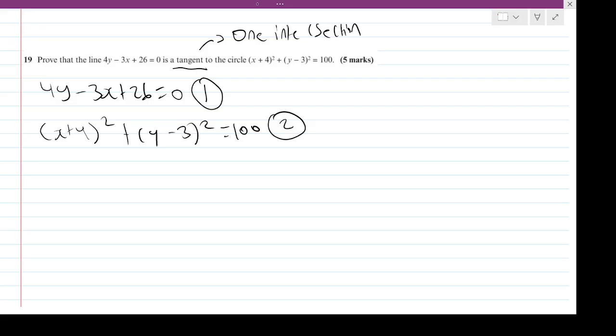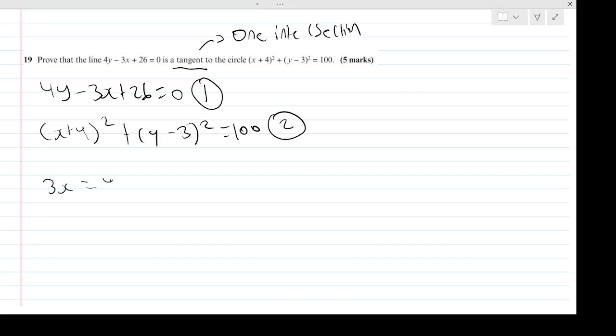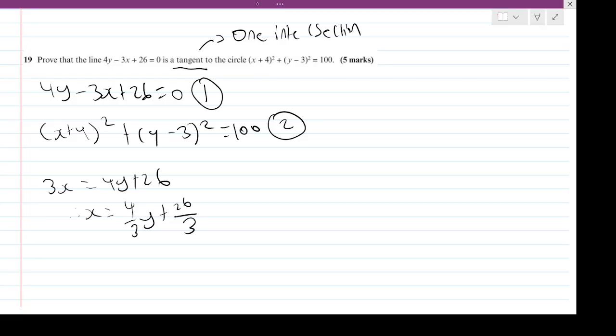I'm going to rearrange for x, I think. It's probably a bit easier because then we can add 3x to both sides to get 3x. Now I'm going to write it down here: 3x is equal to 4y add 26. Therefore, if we divide by 3, x is 4/3 y add 26 over 3. Now, I can't simplify this fraction, sadly.